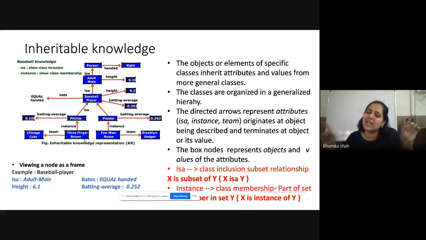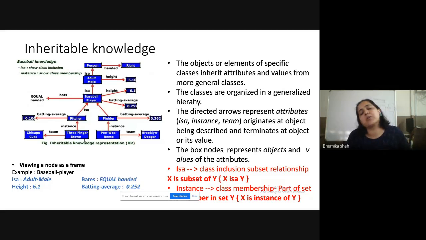Out of X, Y, Z, X is a member of this set. Means Three Finger Brown is a member of pitcher. Similarly, PV Reese is an instance of the fielder class. So that is instance. Are you getting what I'm trying to say? So instance means class membership.